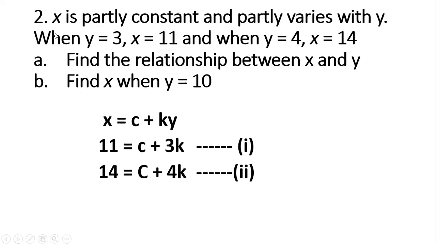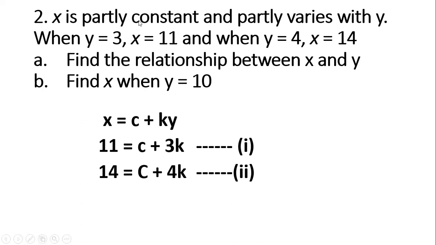Last one more. x is partly constant and partly varies as y. When y is 3, x is 11, and when y is 4, x is 14. Find the relationship between x and y, and find x when y is 10. So we do it like the first one. We bring in x equals c plus ky, where c and k are constants.